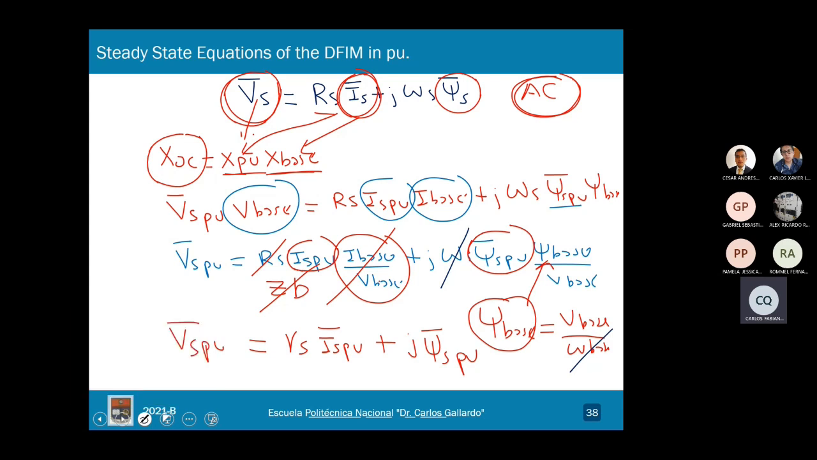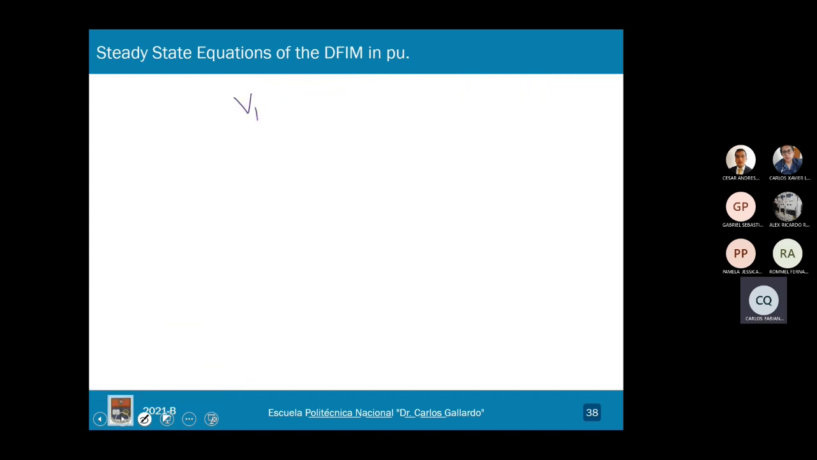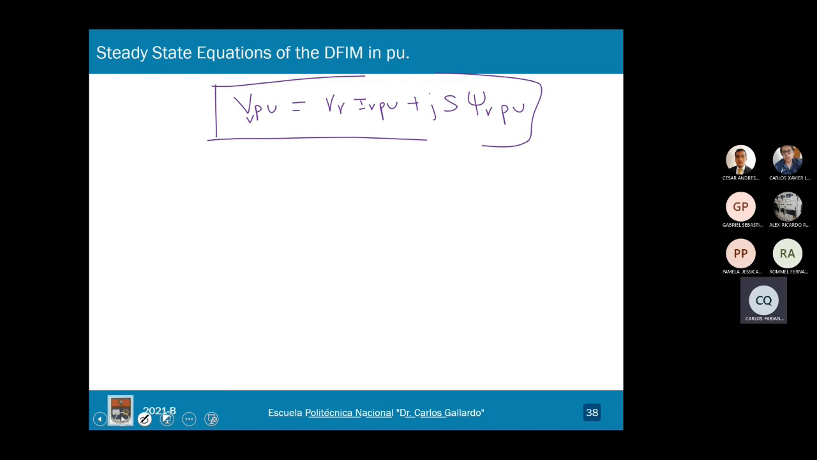In a similar way for the rotor, the per unit value of the rotor voltage is equal to the rotor resistance times the rotor current, plus j, and the only difference is the slip, times the rotor flux in per unit value. In a similar way, it is possible to demonstrate this equation. It is a similar demonstration.